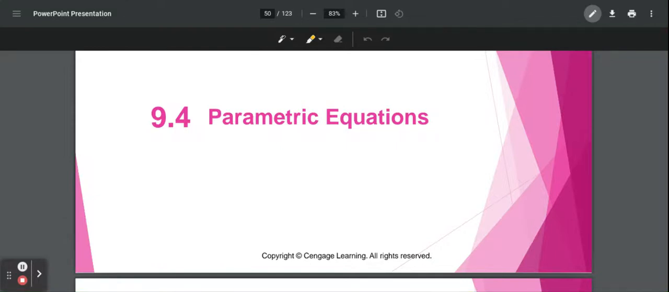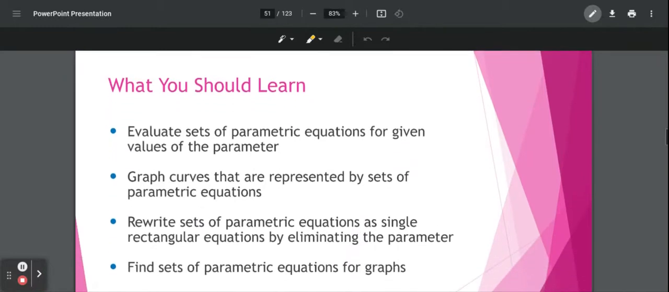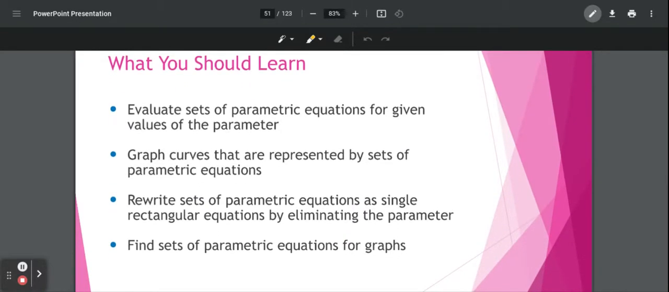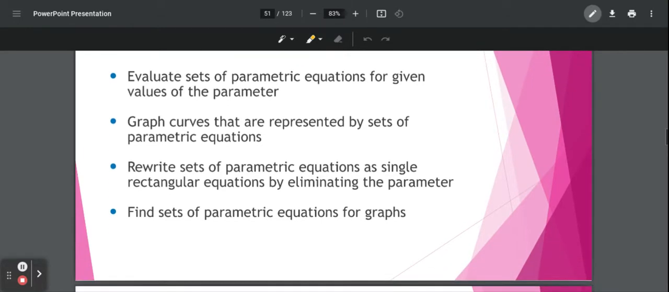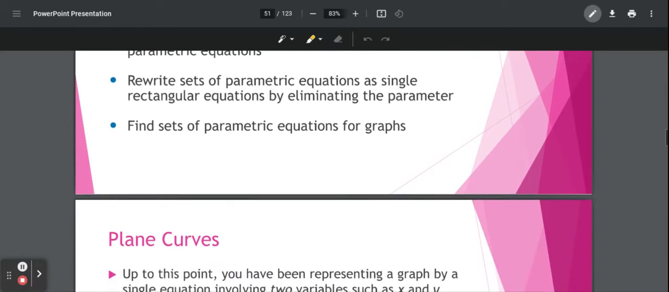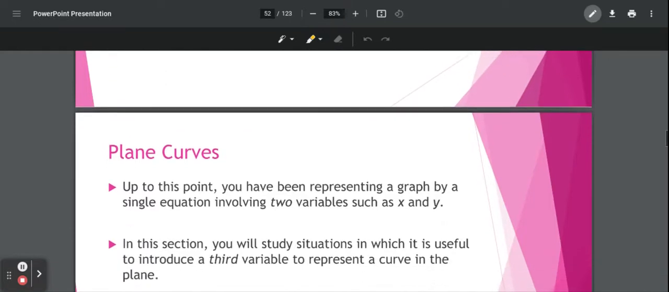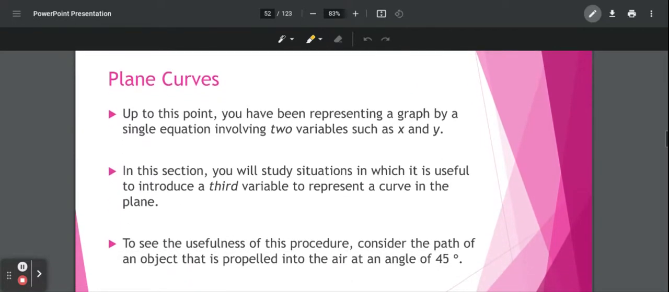Section 9.4 is parametric equations. What we will look at with this section is we'll talk about evaluating sets of parametric equations for given values of the parameter. We'll graph curves that are represented by sets of parametric equations. We'll rewrite parametric equations as a single rectangular equation by eliminating the parameter, and then we'll find sets of parametric equations for graphs. So we probably first need to talk about what a parametric equation is.